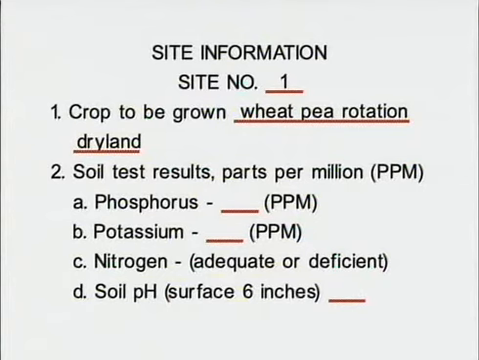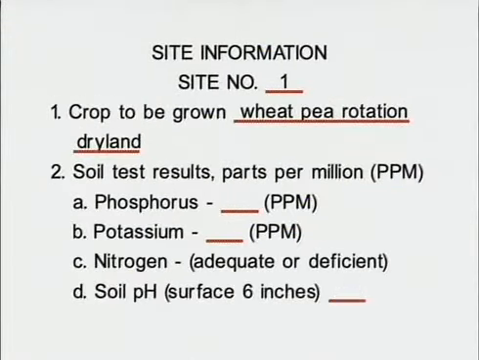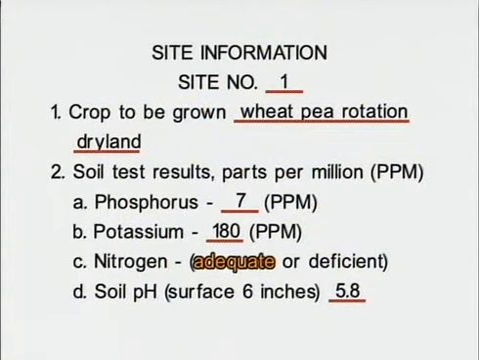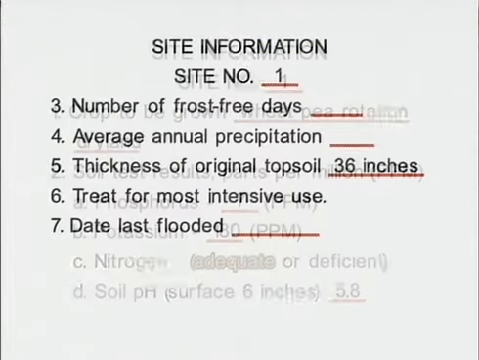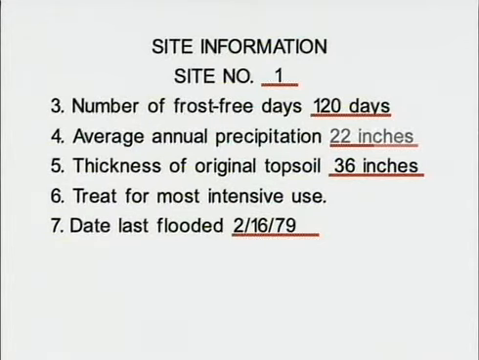Also, information that would be given to you on the site card would be the original topsoil depth. In this case, it's 36 inches. The pH is 5.8. K, for potassium, is 180 parts per million. P, for phosphorus, is 7 parts per million. And N, for nitrogen, is said to be sufficient. Also included on the site card would be the date last flooded, in this case 2/16 of '79. It tells us the length of the growing season, in this case 120 days, and that we are in an area where we have 22 inches of annual precipitation.